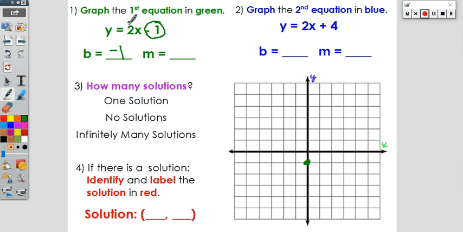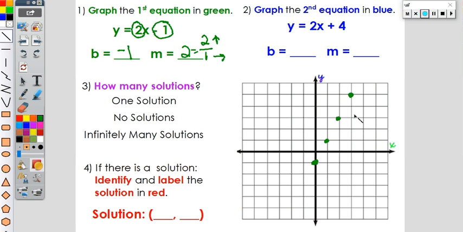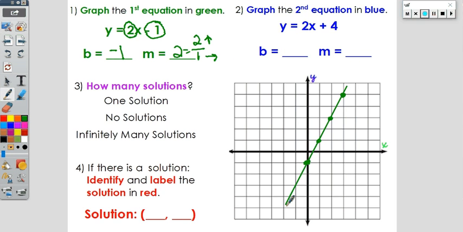And then we're going to use our slope here, slope of 2, which if I think of that as rise and run is going to be up 2 over 1. So from here I'll go up 2 over 1, up 2 over 1, up 2 over 1. Got a couple of dots there. We'll make our line. There we go. Remember that line goes on forever, so we'll add some arrows to it.